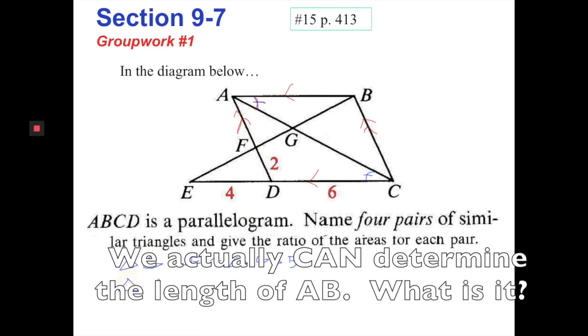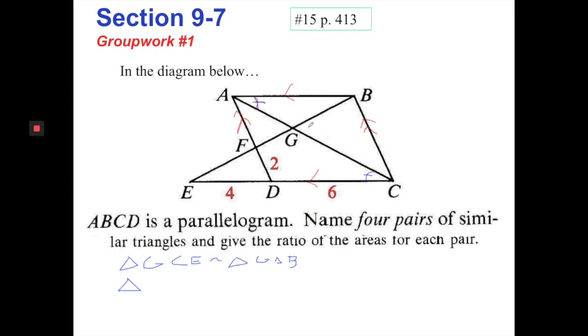Next up, let's see if we can figure out another triangle. Very similarly, we have a vertical angle here, a vertical angle here, and this is a parallelogram, so I can mark this and this as congruent to each other. So these triangles here, ADC and CBA, are similar by AA as well.